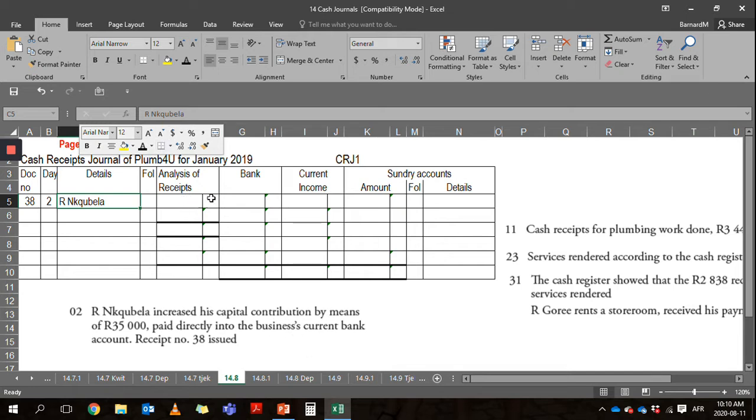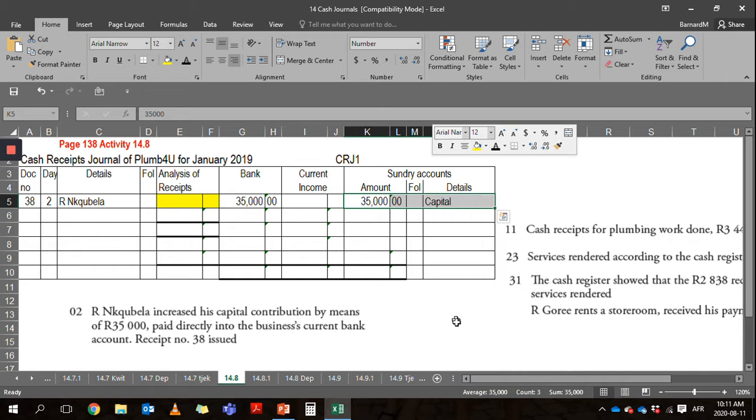So there will be nothing in your analysis of receipt. The money will go directly to the bank. Then this is for capital contribution. We don't have a column for capital contribution, so we therefore need to put it in the sundries as capital, because you will later on see that the account's name is capital.